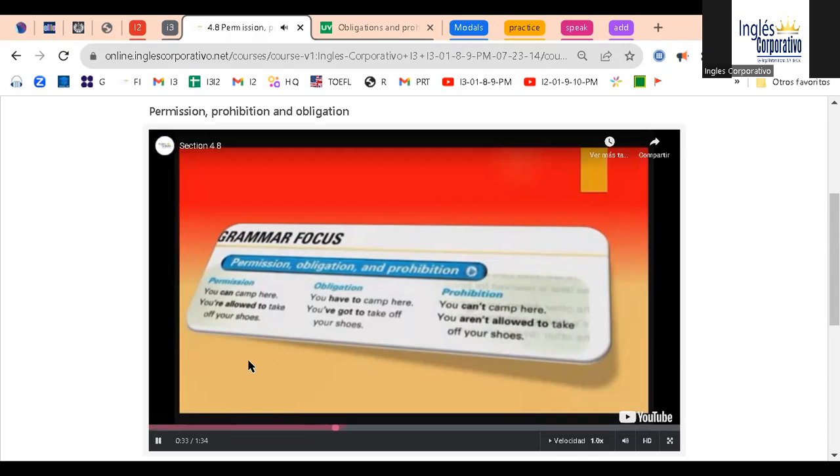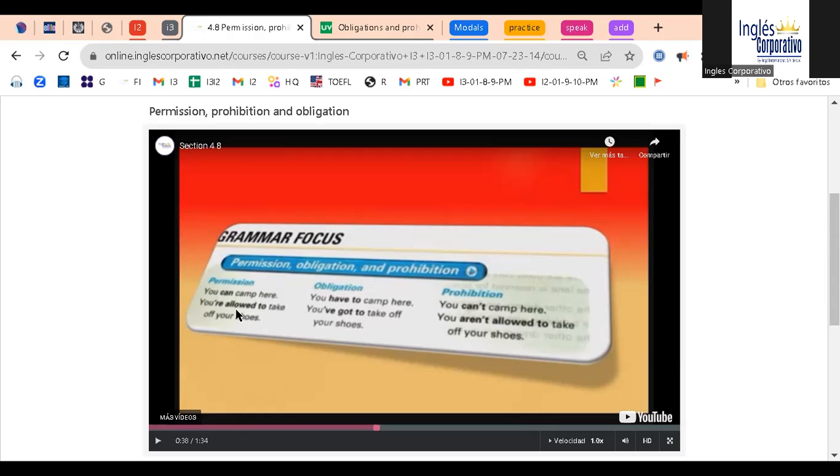Prohibition. You can't camp here. You aren't allowed to take off your shoes. Okay, so in this case, we're going to be checking the modal can in order to show permission, can, and you're allowed to. Both modals have the same meaning, so you can use them interchangeably. You can come here, you're allowed to.